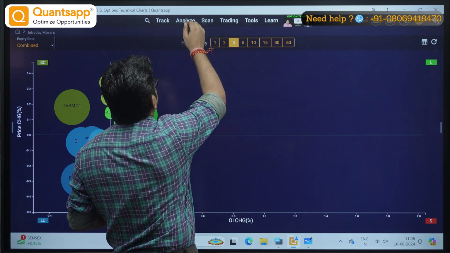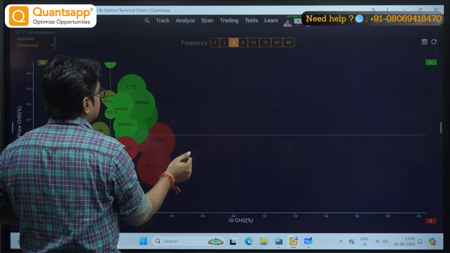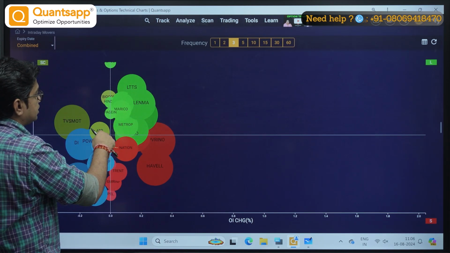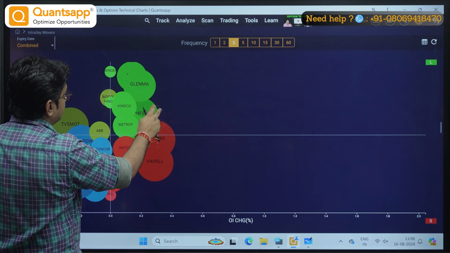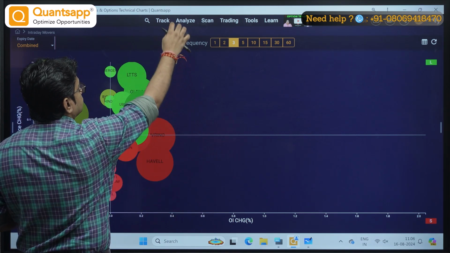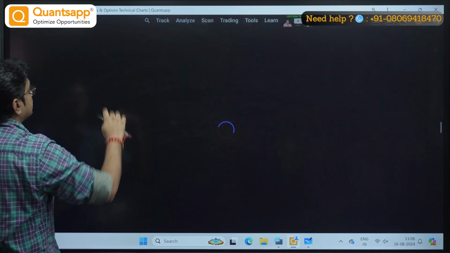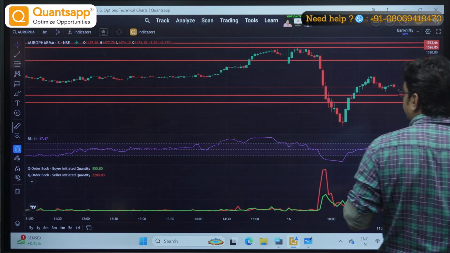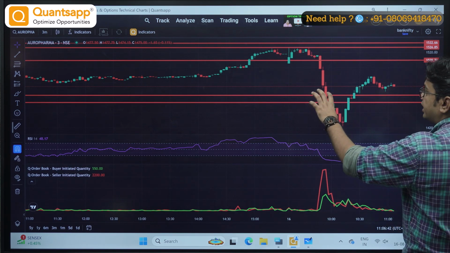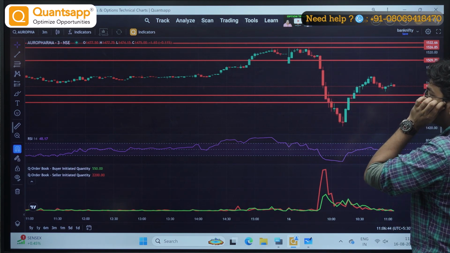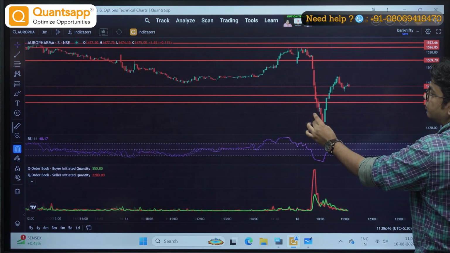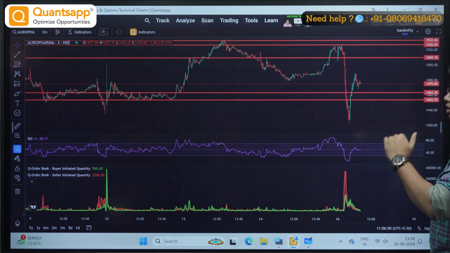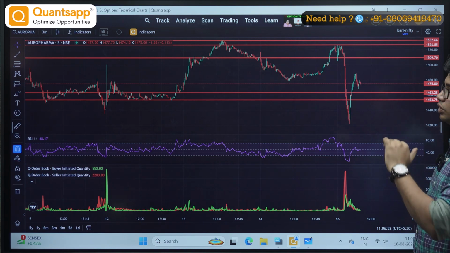Let me show you. First let me check. You can see Marico, LTTS, Page Industries. There are other stocks also, MFSL also, so we will check that too. I'll go to Analyze and select chart, order and trade. You can see this is the support. We cannot take the trade directly over here. We should wait and check whether the long build up is happening at this particular support or not.